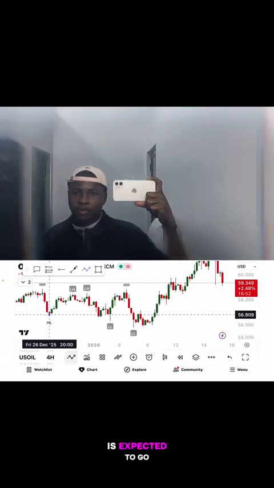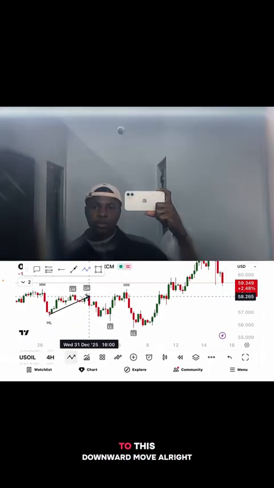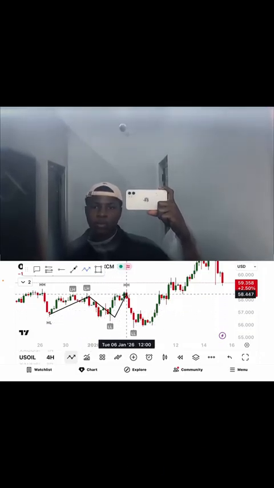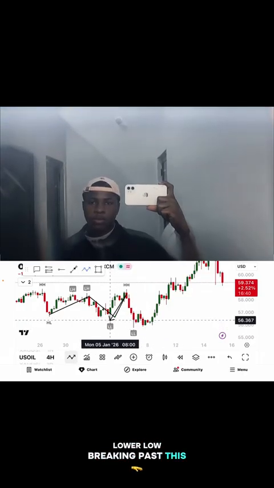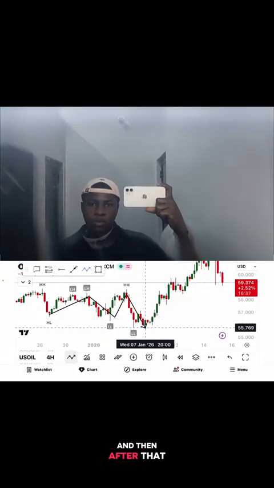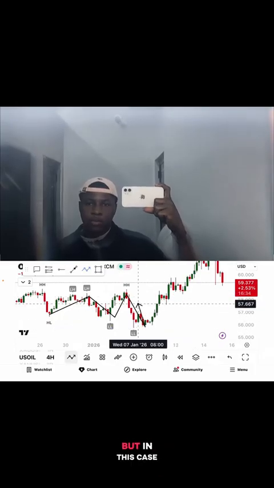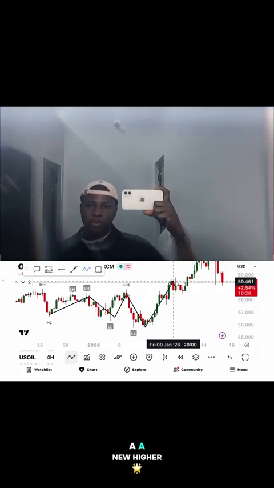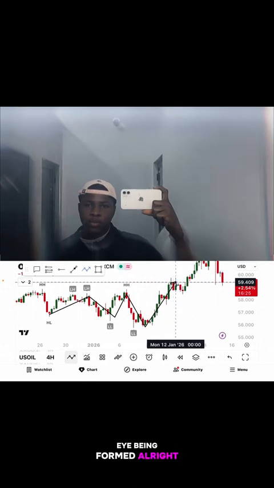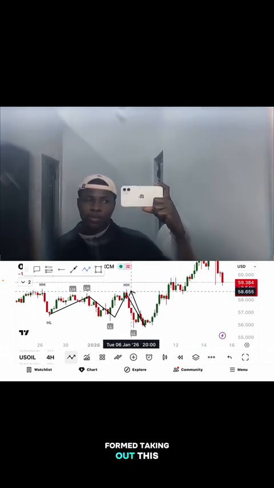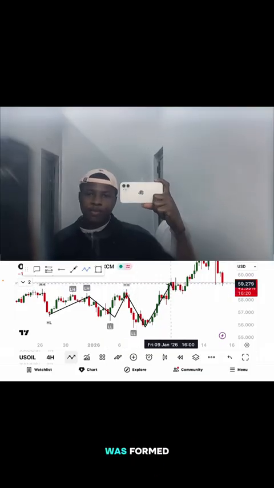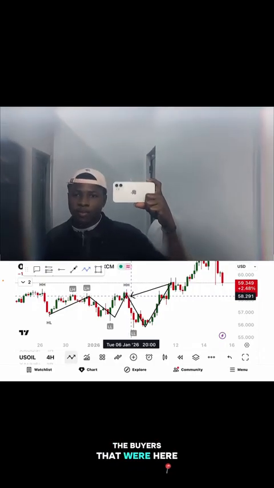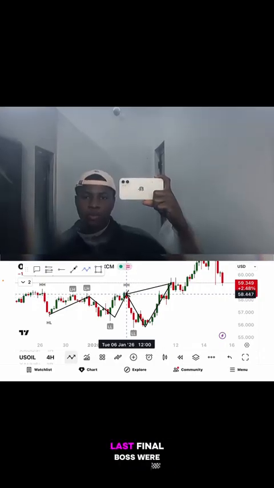is if price is expected to go down all the way to this downward move, we'll see a lower low, and then a lower high, and then a new lower low, breaking past this previous low, and after that has been formed, we see a new lower high. But in this case, what do we see? Instead of a lower high, we see a new higher high being formed. This higher high took out this previous high, and after the high was formed, we saw something like a correction, responding to the buyers that were here, because these were the previous points where the last final boss were.